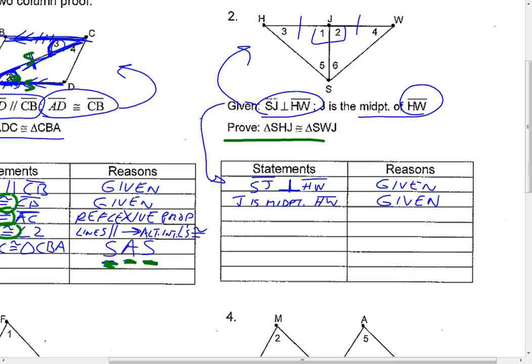I have to put that information into my proof. So look at the slash marks. That was HJ congruent to WJ. If you put them in the drawing, they got to show up here. What do you think your reason is? Kelvin?